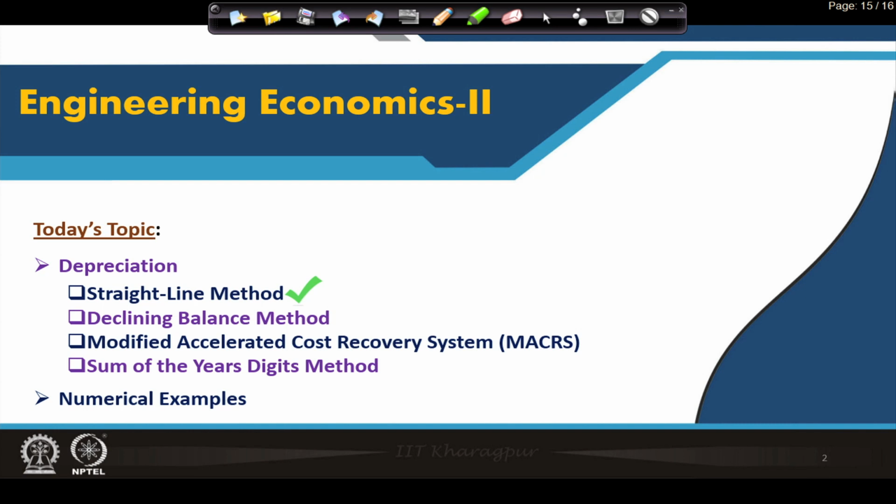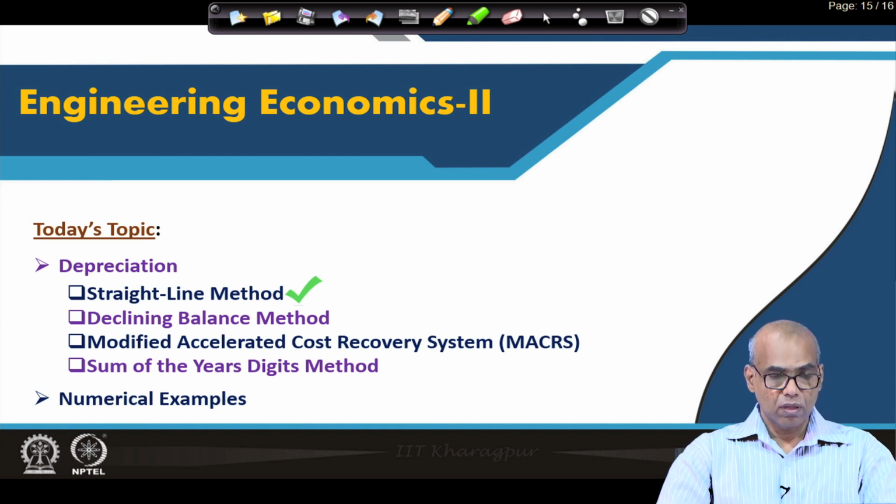So, today we will talk about other methods of depreciation. We have discussed the straight line method in our previous lecture. Today, we will discuss some other methods for calculating depreciation, for example, the declining balance method, modified accelerated cost recovery systems, sum of the years digits method, etc. We will also take a few numerical examples.